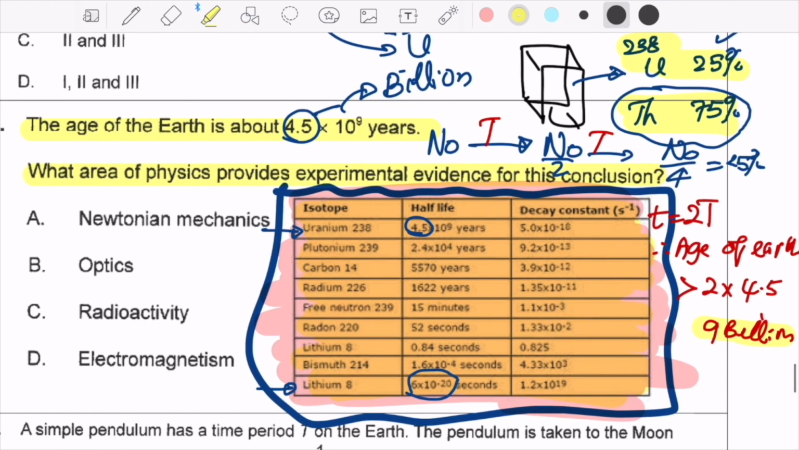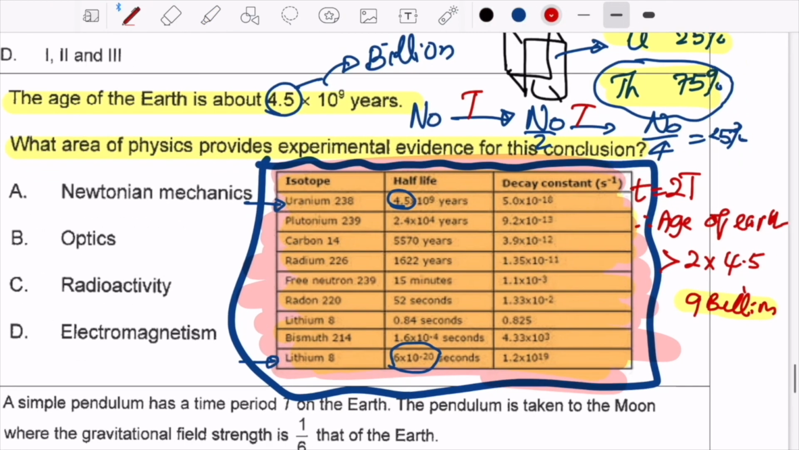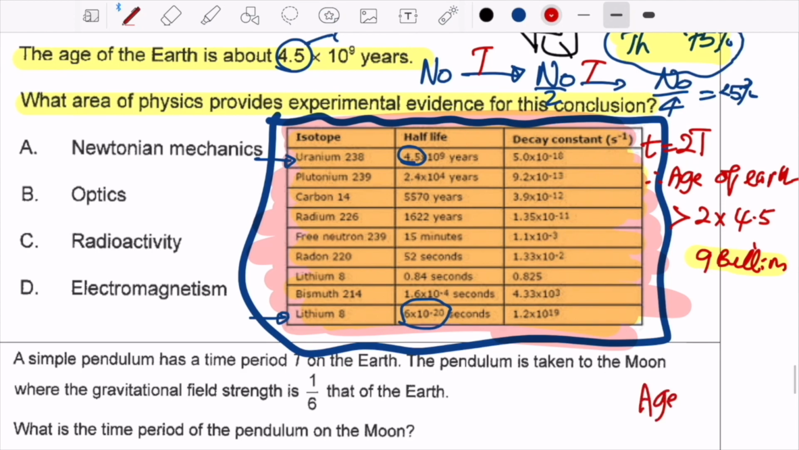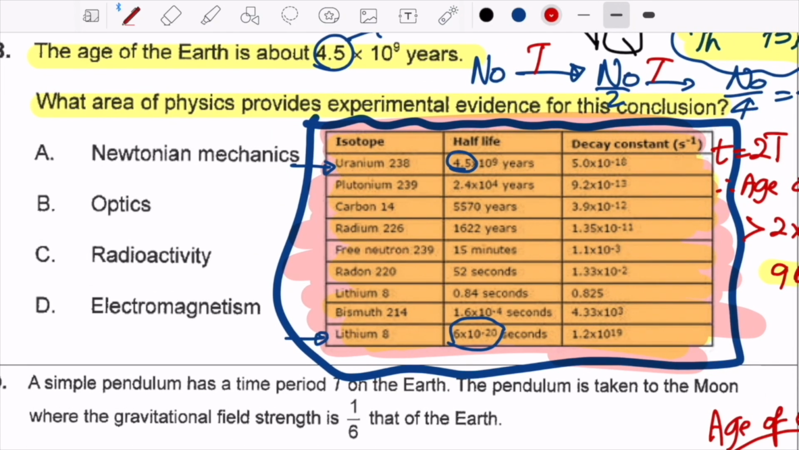Extra information: the age of the Earth is actually 4.5 billion years, and this is reached through observing the half-life and the remaining part of those radioactive or fission elements. So radioactivity is the secret weapon to find the age of the universe.